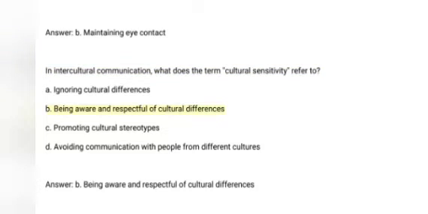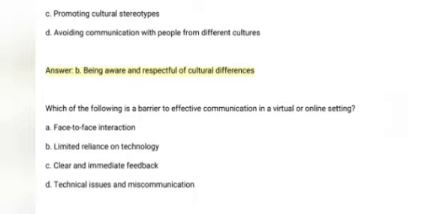A. Ignoring cultural differences. B. Being aware and respectful of cultural differences. C. Promoting cultural stereotypes. D. Avoiding communication with people from different cultures. Answer: B. Being aware and respectful of cultural differences.